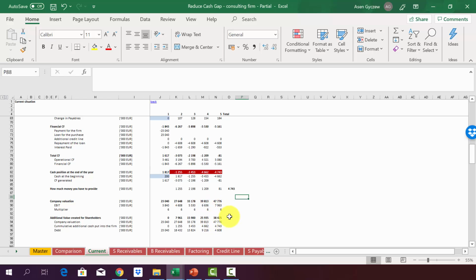And at the end of the year number 5, we will be able to generate around 38 million of additional value. And obviously we want to decrease the cash we have to pay in and increase the value we create for shareholders. So let's see how each and every scenario works. In this lecture, we're going to go through the first scenario.